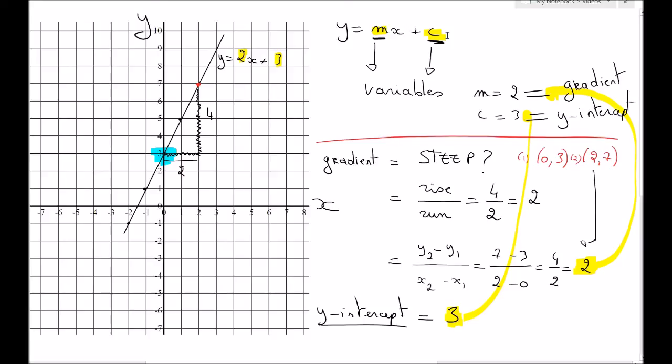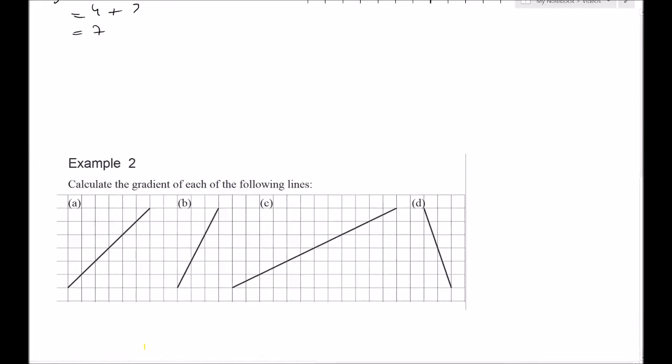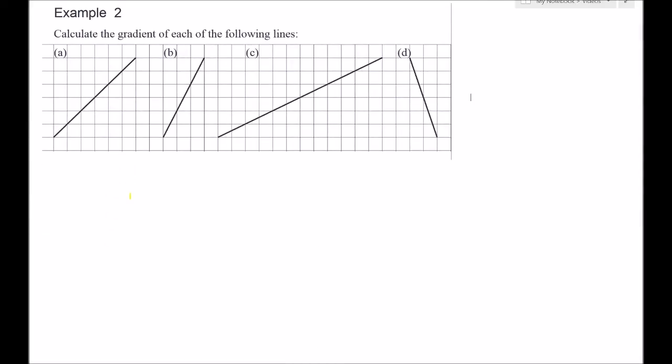Let's have a look at some of the exercises you might encounter when doing this chapter. For example, you have to calculate the gradient of each of the following lines. Well, again, gradient, you know that. It's equal to m, it's equal to rise over run. In this case, in A, let's pick a coordinate here. Let's pick this one and let's pick that one. I rise and I run. So run is going to be 1, 2, 3, 4. And I go up, so I rise 1, 2, 3, 4. So in the first case, my gradient is 1.